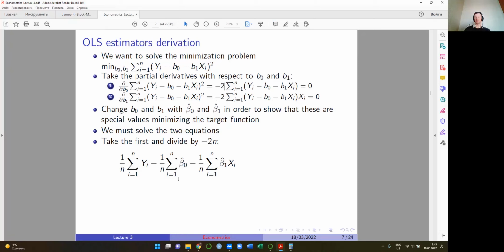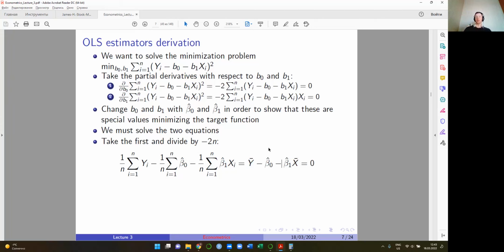What is the second term? It is the intercept, and this is a number. Beta 0 hat, once we have data, is going to be a number based on the data. Therefore, it's just n beta 0 hat divided by n, which is just beta 0 hat. Here beta 1 hat goes out of the summation sign, and we have the sample average of x. So we can simplify this as beta 0 hat minus beta 1 hat.